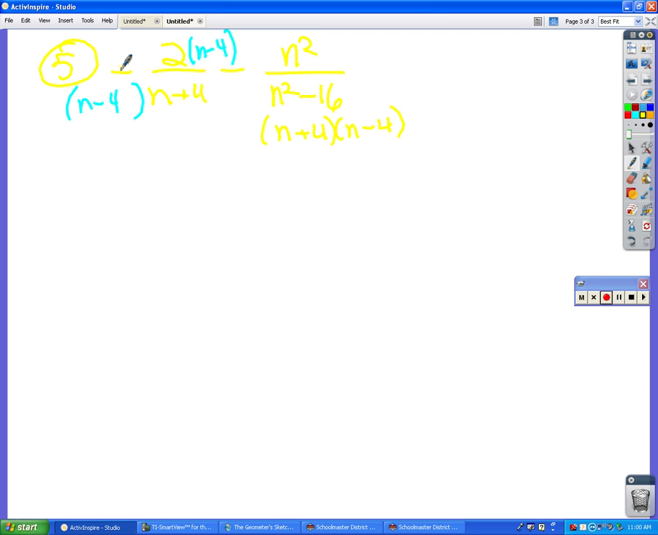But at some point I have to decide what to do with it. I'm going to just put it on the top, like normal. So negative 2 times n is negative 2n, and negative 2 times negative 4 is positive 8. And then this negative also, I'm going to move up to the top for the negative n squared, and that's going to be over n minus 4 times n plus 4. Yeah, because it was minus n squared.